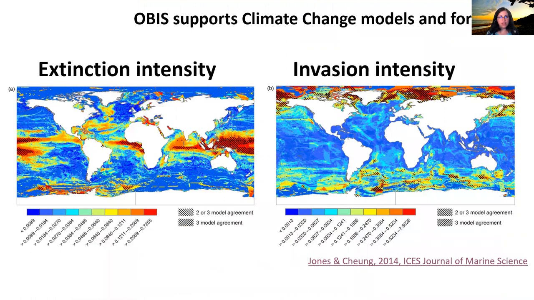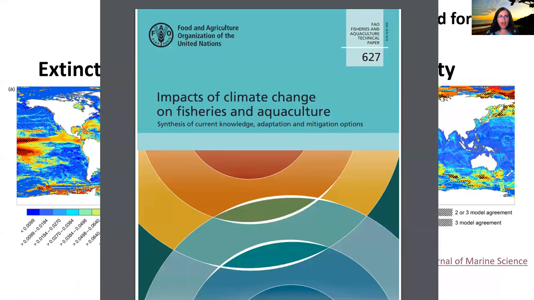Similarly, OBIS was used in research from 2014, and this research looked at extinction intensity and invasion intensity for species globally, and they used data from OBIS in order to build these models and forecasts. And that research was cited in this Food and Agricultural Organization of the United Nations report on the impacts of climate change on fisheries and aquaculture.